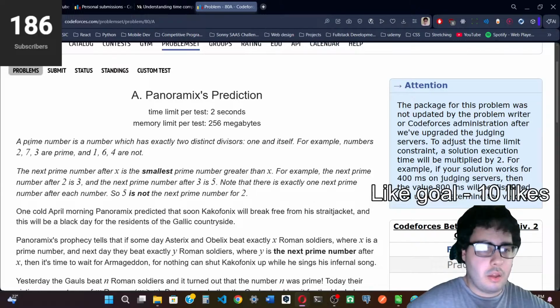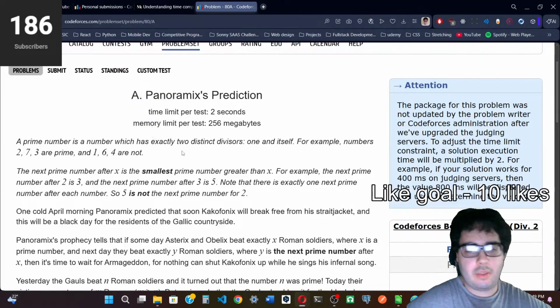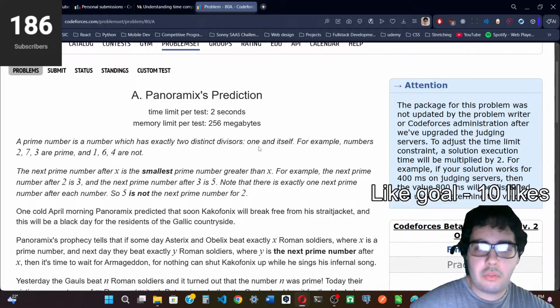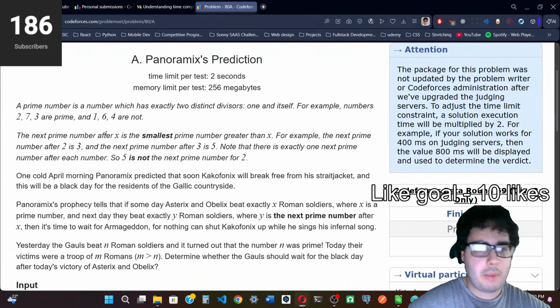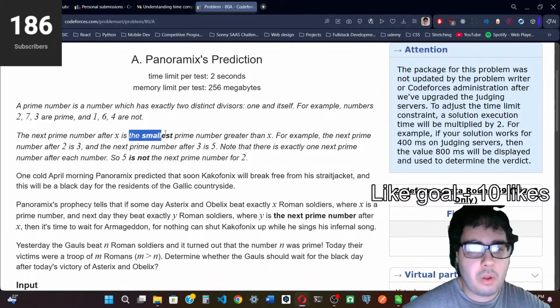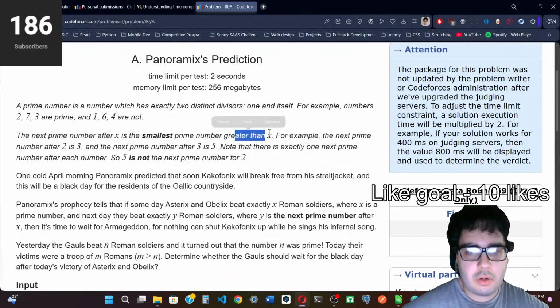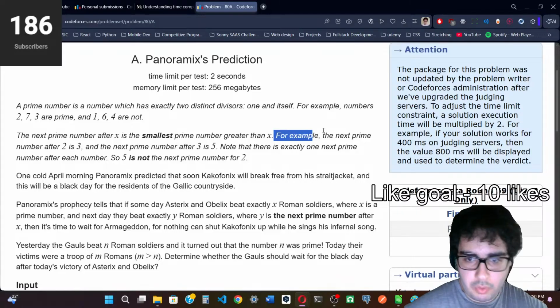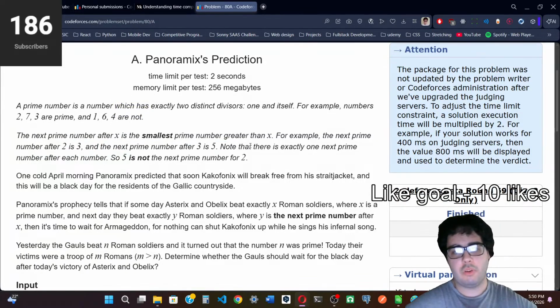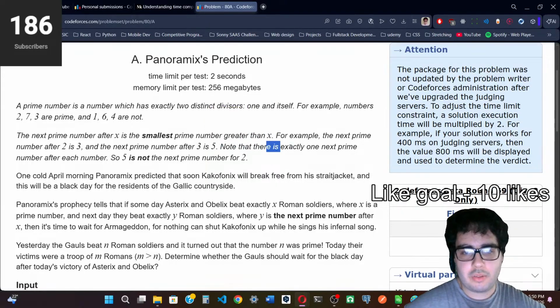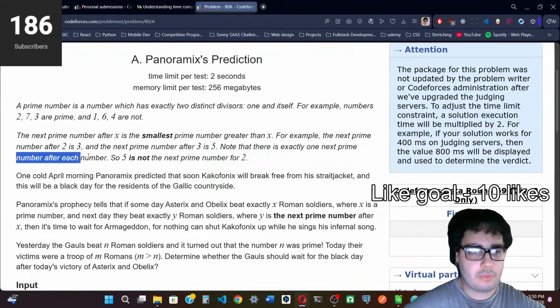A prime number is a number which has exactly two distinct divisors, one and itself. For example, prime numbers are 2, 7, and 3; 1 and 6 are not. The next prime number after x is the smallest prime number greater than x. For example, the next prime number after 2 is 3, and the next prime number after 3 is 5. Note that there is exactly one next prime number after each number, so 5 is not the next prime number for 2.